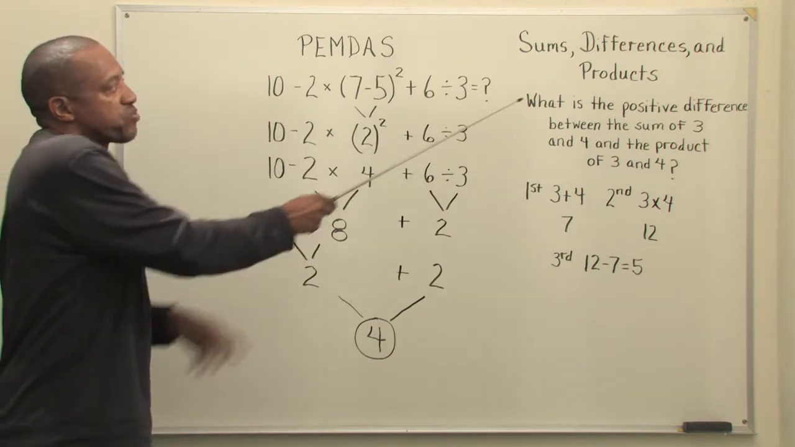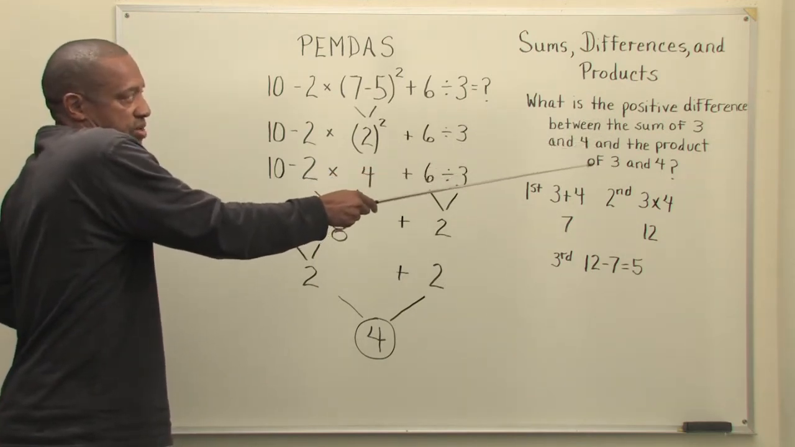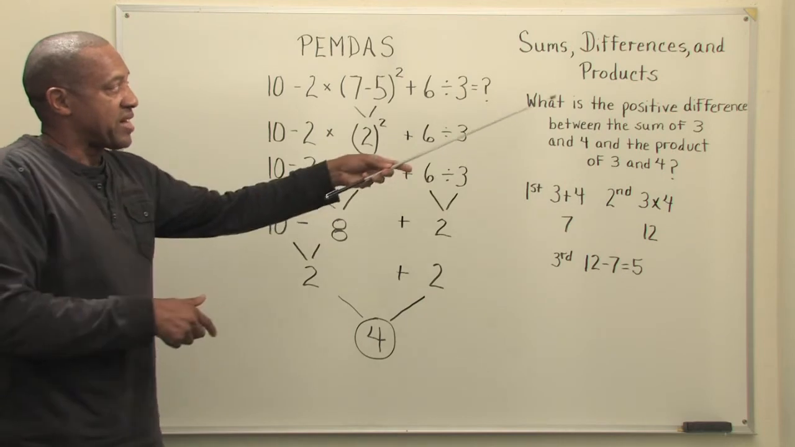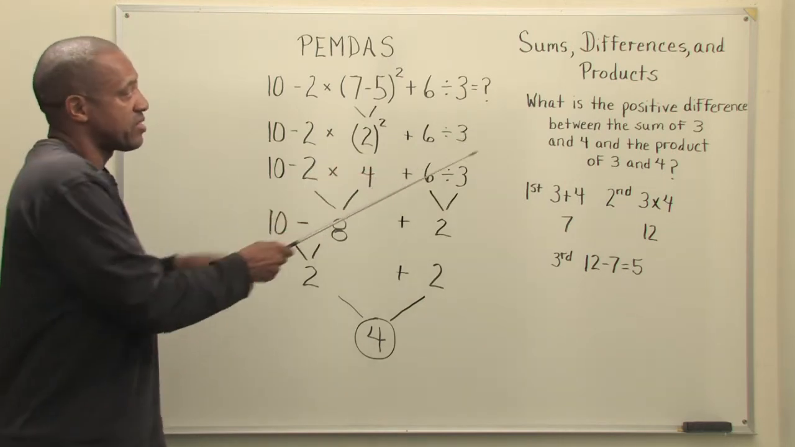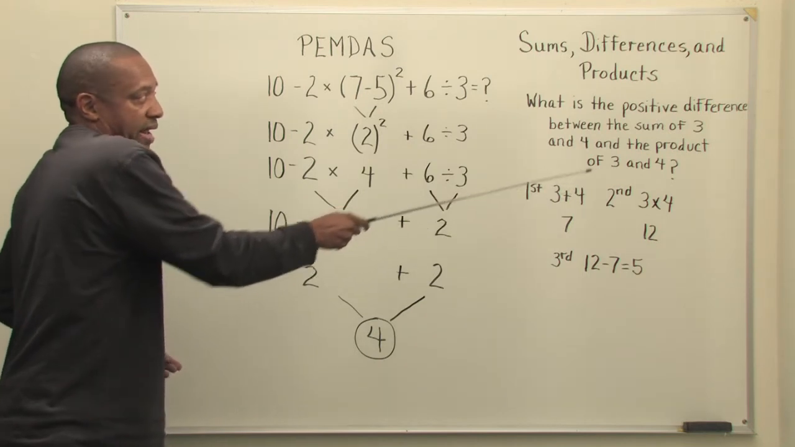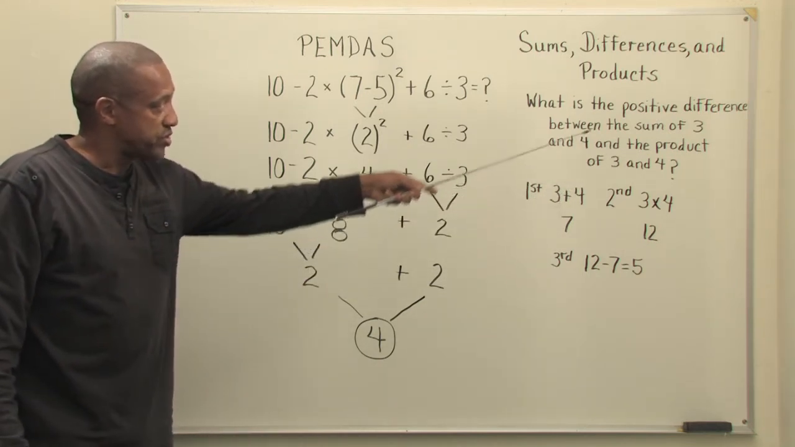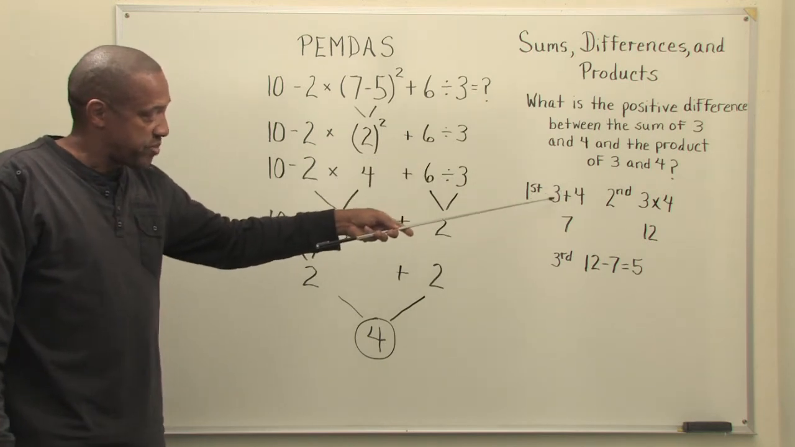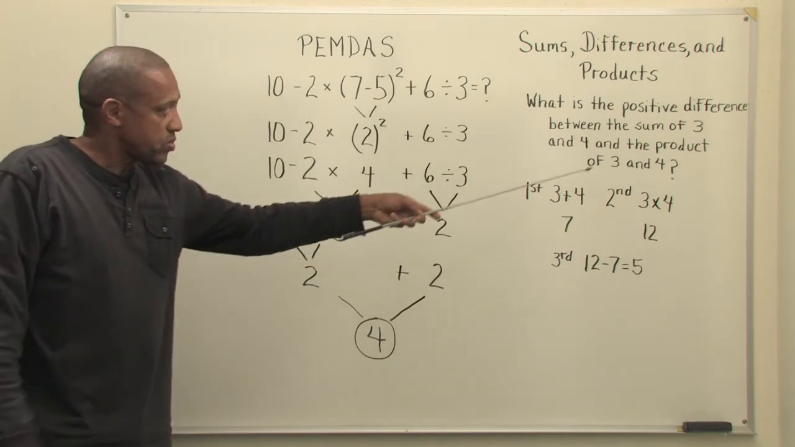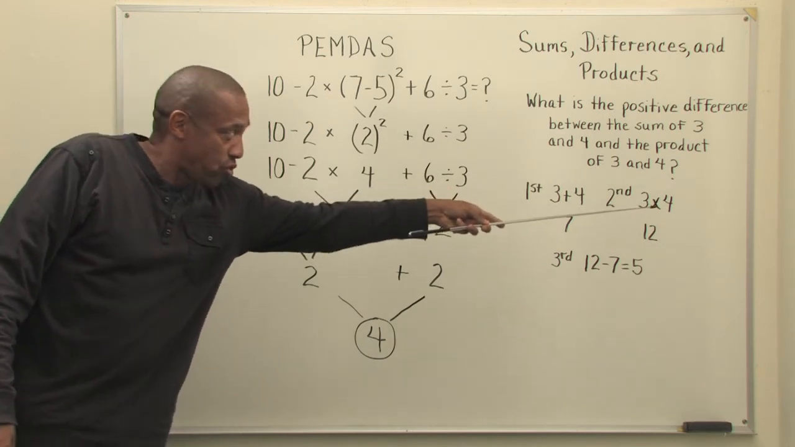Over here it says, what is the positive difference between the sum of 3 and 4 and the product of 3 and 4? To get the positive difference, first you have to find the sum of 3 and 4 and the product of 3 and 4. So 3 plus 4, sum means plus. 3 plus 4 is 7. Product means times. 3 times 4 is 12.